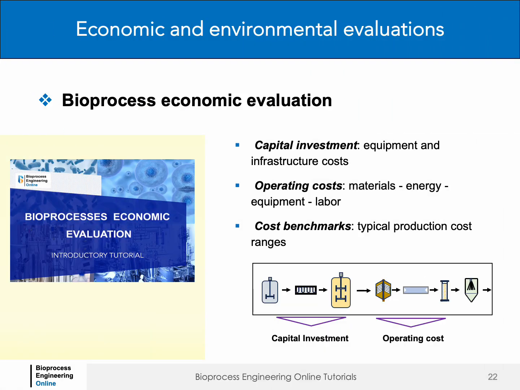In the tutorial Bioprocess Economic Evaluation, you will learn how to assess the cost of bioprocesses. First, capital investment, which includes the cost of equipment and infrastructure, and is largely determined by process scale and equipment size. Second, production costs, which encompass operating expenses such as raw materials, energy, equipment use, and labor. Finally, cost benchmarks, which provide typical cost ranges for bioprocesses and help evaluate economic feasibility and competitiveness.